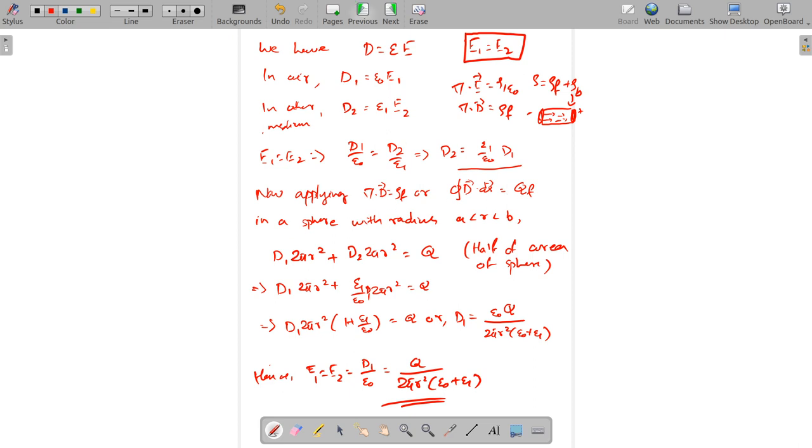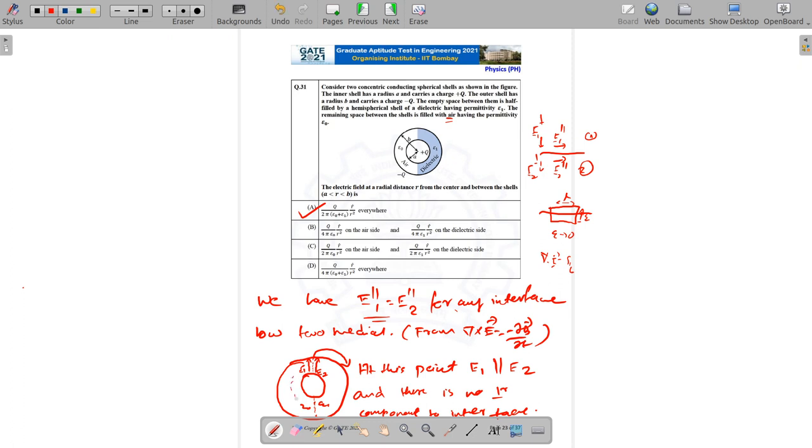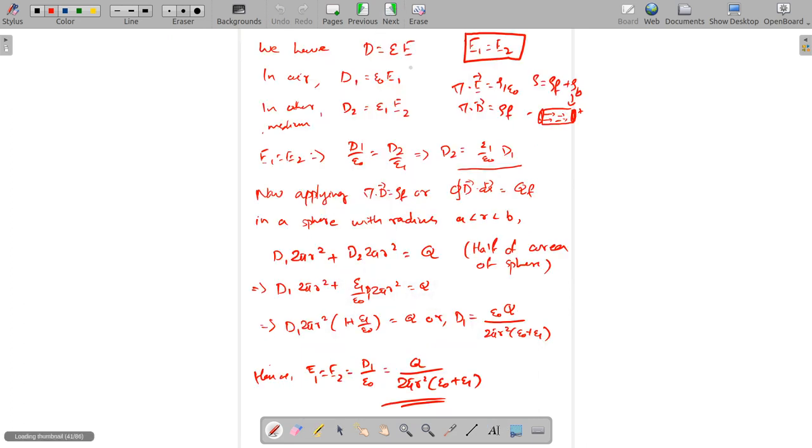So you just consider a sphere of radius r, with r between a and b. Then you apply this rule in that sphere. The total sphere is basically divided into two: this part has a medium epsilon 0 and this part has a medium epsilon 1. The total surface area is 4 pi r squared, so half of that is 2 pi r squared.